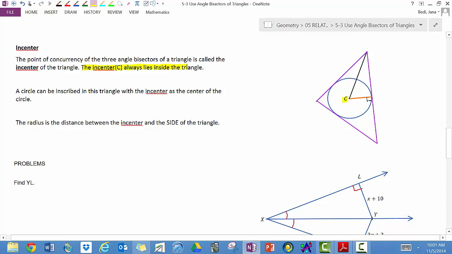So a circle can be inscribed with the incenter as the center of the circle, and the radius is the distance between the incenter and the side. So the radius is this red segment that I'm going to highlight in blue here. So this would be the radius, and the black segment from C to the vertex is just part of the angle bisector. Let me notate that, so that's the angle bisector. And there'll be two other angle bisectors as well, which I haven't drawn.